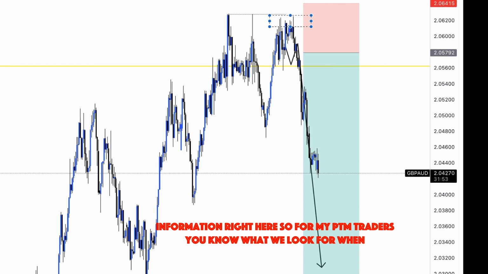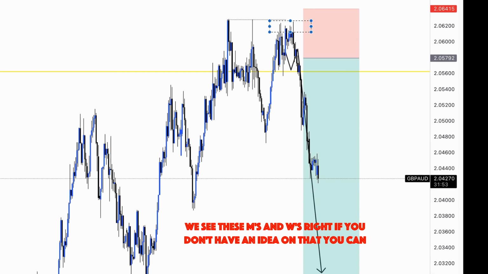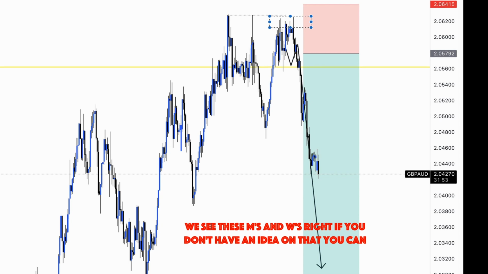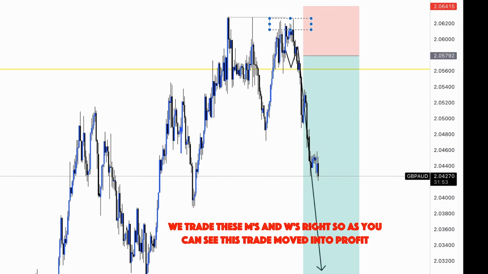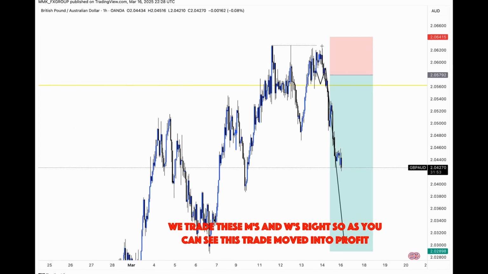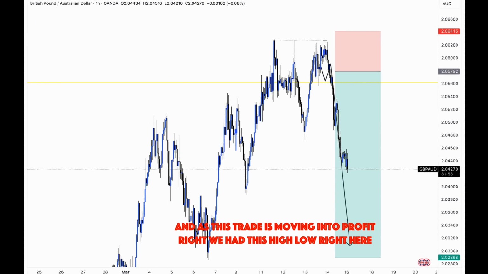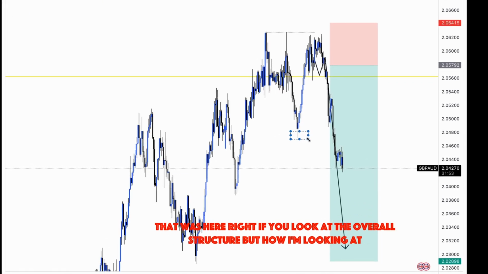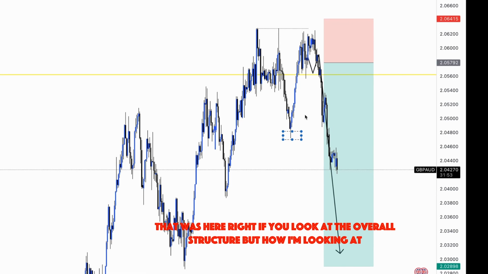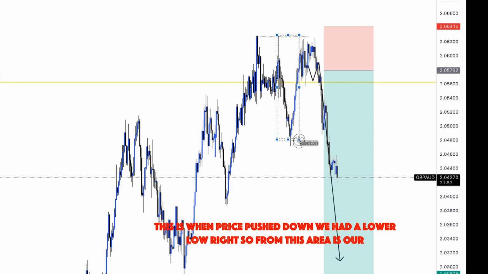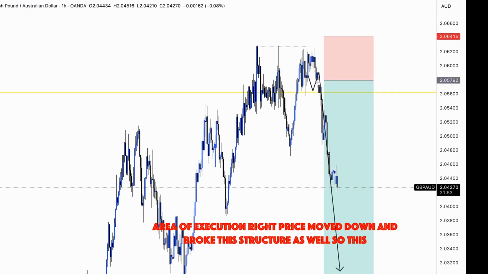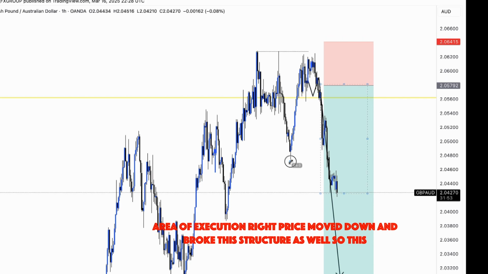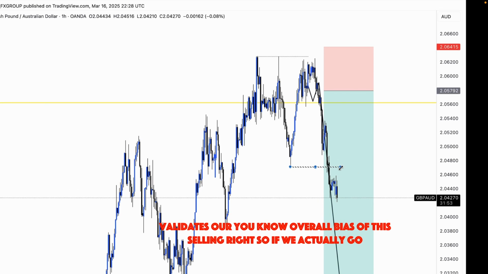Right, so for my BTMM traders, you know what we look for when we see these M's and W's. If you don't have an idea on that, you can actually go watch our previous videos so you can understand what we mean and how we trade these M's and W's. So as you can see, this trade moved into profit, and as this trade is moving into profit, we had this higher low right here, if you look at the overall structure. But how I'm looking at this is, when price pushed down, we had a lower low. From this area of execution, price moved down and broke this structure as well. So this validates our overall bias of selling.